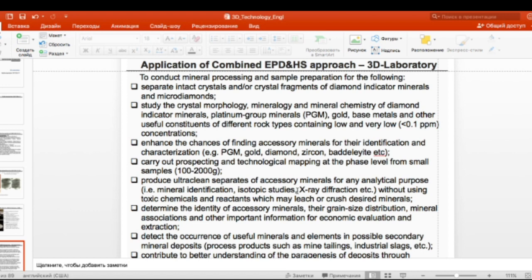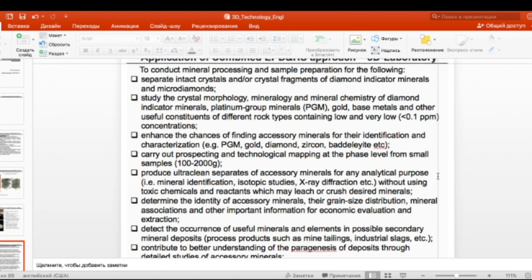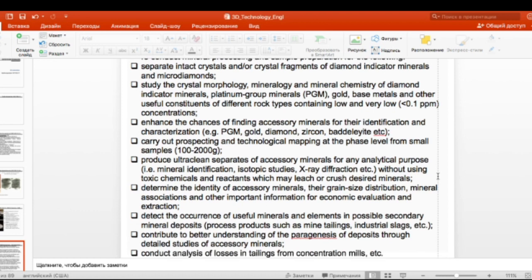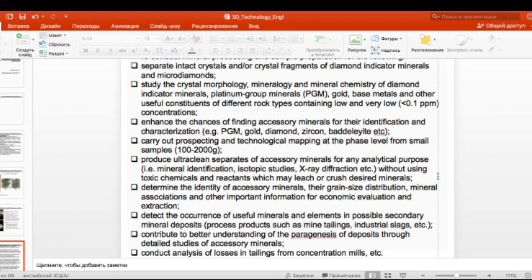So another application is to produce ultra clean separates of accessory minerals for any analytical purpose, such as mineral identification, isotopic studies, X-ray diffraction, etc., without using toxic chemicals and reactants which may leach or crush desired minerals. So it addresses new mineral search, for example.